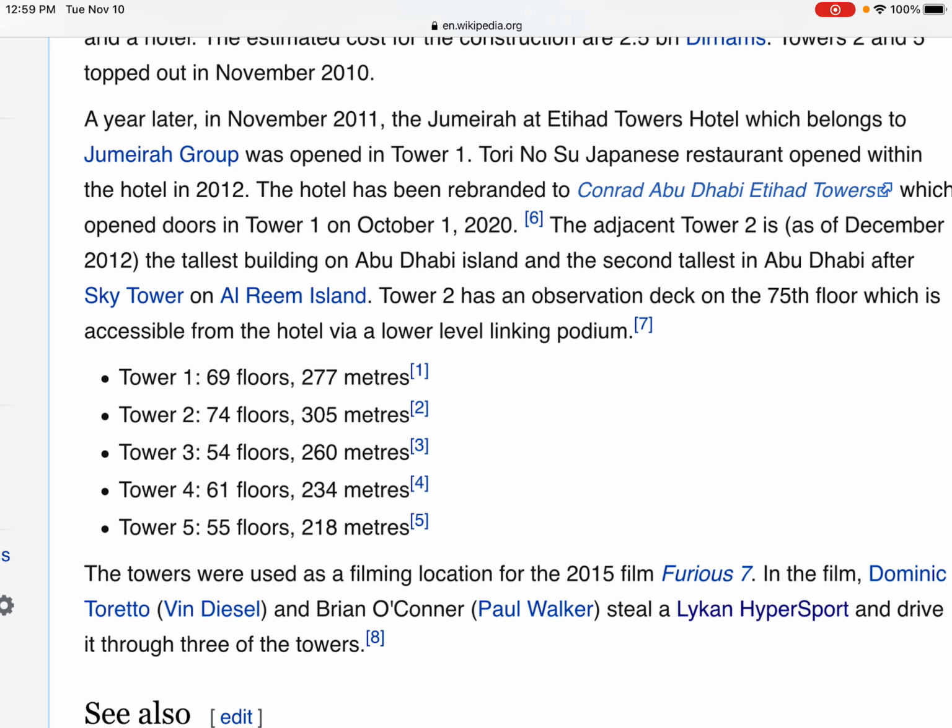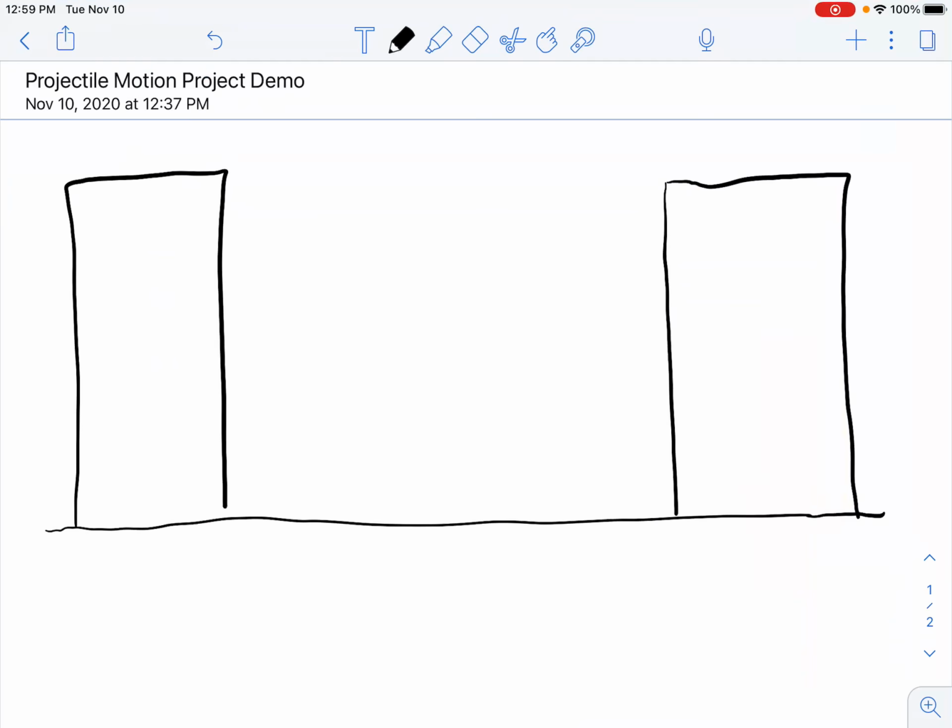One thing we'll also notice here is if we look at the floor numbers, what this equates to is roughly 4 meters per floor. So what I can do is say we'll start at 277 meters will be our first tower, 305 will be our second tower. So we have a height here, and we said that was 277. Our second tower is going to have a height of 305 meters.